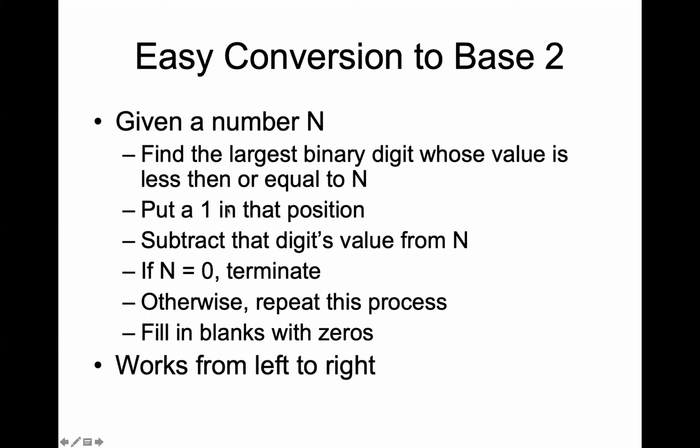And when I say put a 1 in that position, this is a 1 in the final answer, in the binary number that's the output. Now we subtract the value of that binary digit from n. And if the new n is 0, we're done. Otherwise, we repeat the process.